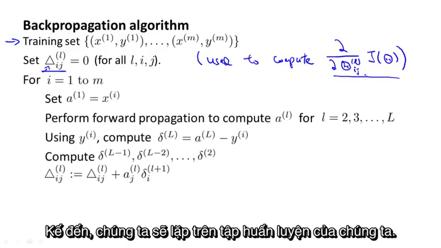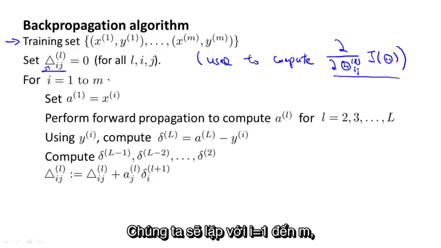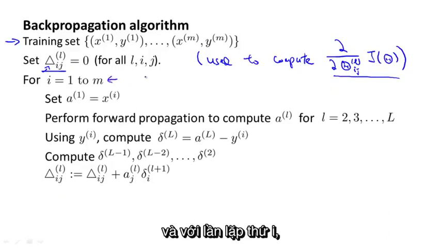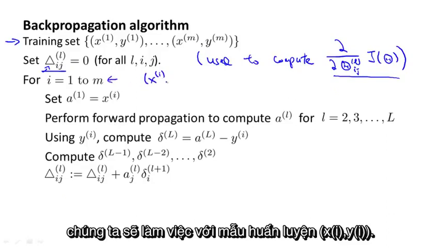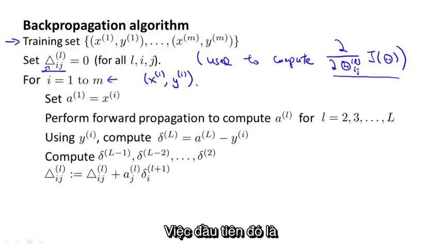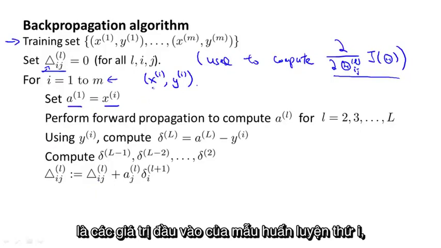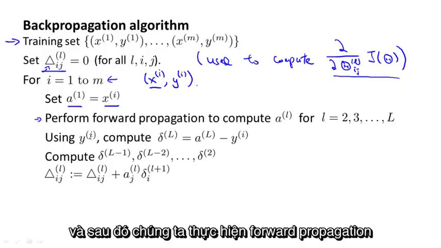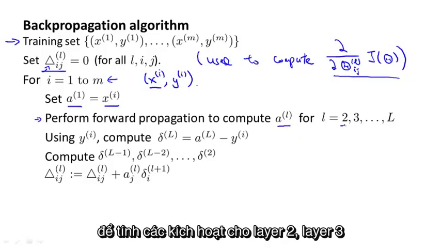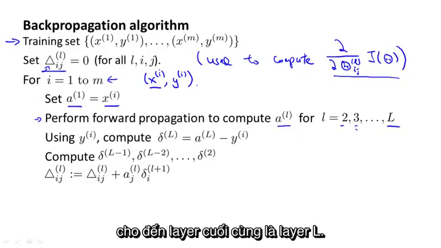Next, we're going to loop through our training set. So we're going to say for i equals 1 through m. For the ith iteration, we're going to be working with the training example xi, yi. The first thing we're going to do is set a1, which is the activations of the input layer, to be equal to xi, the inputs for our ith training example. Then we're going to perform forward propagation to compute the activations for layer 2, layer 3, and so on up to the final layer, layer capital L.